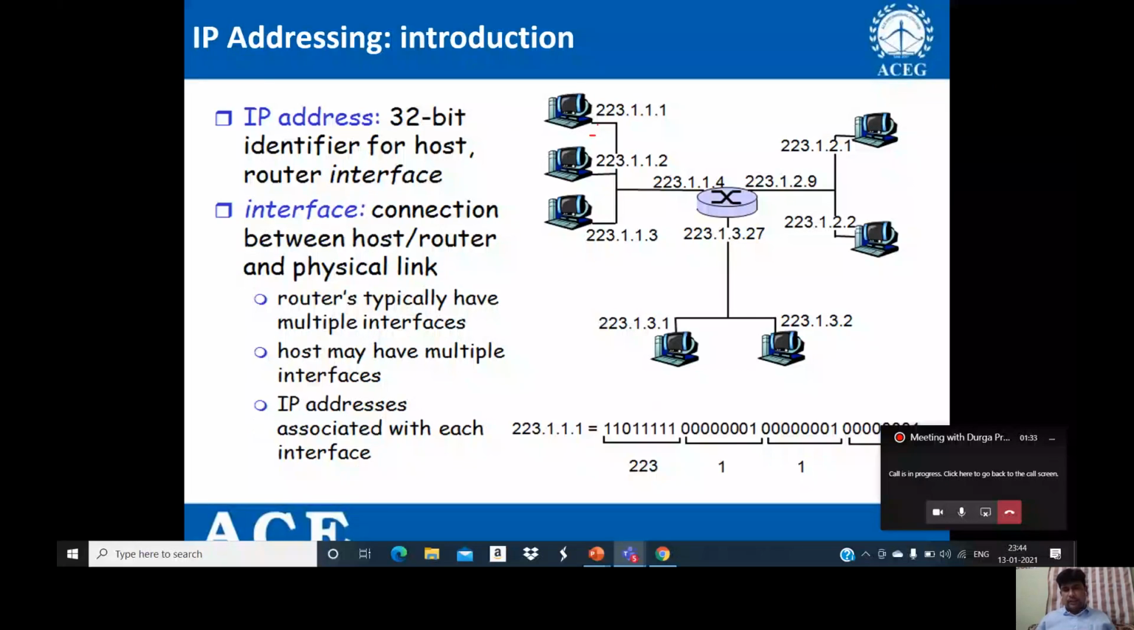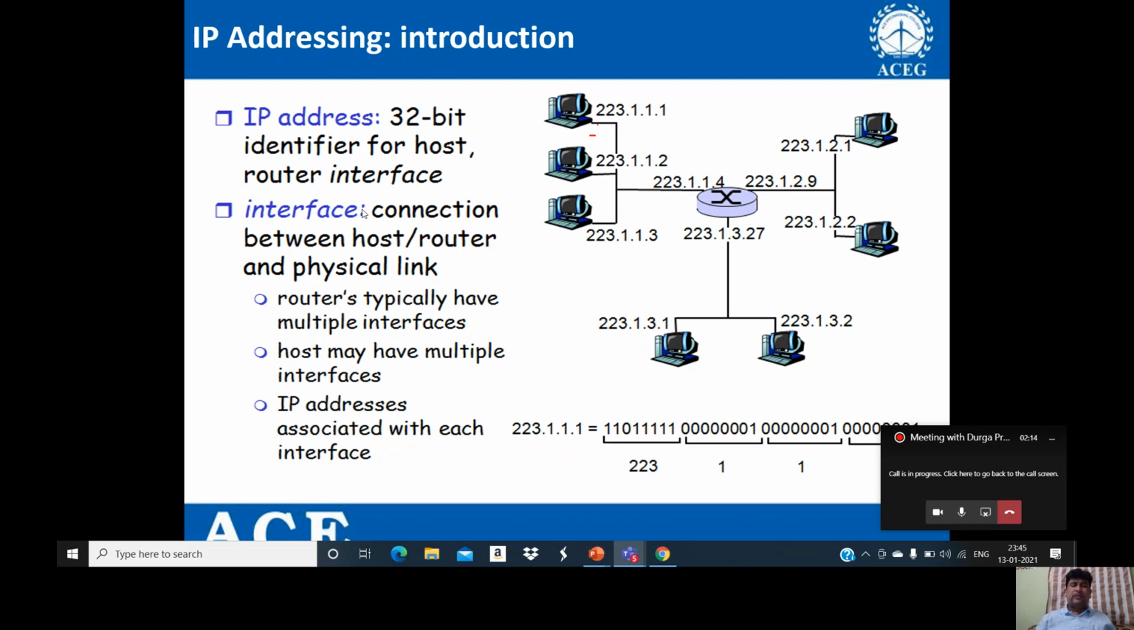Format, and then we try to discuss IP fragmentation and reassembly. So in this particular class, we will try to understand what IP addressing is and what its significance is, and then we will try to understand the different types of IP addresses. Then we'll discuss one of the topics called network address translation. Okay, let me begin with IP addressing.